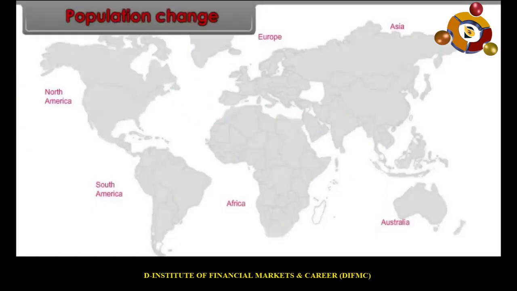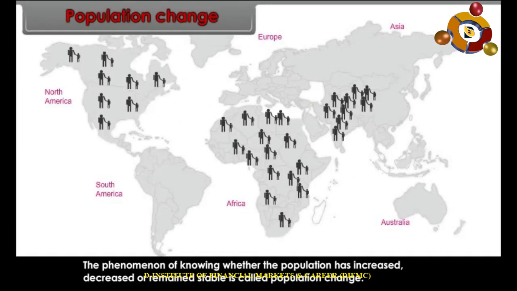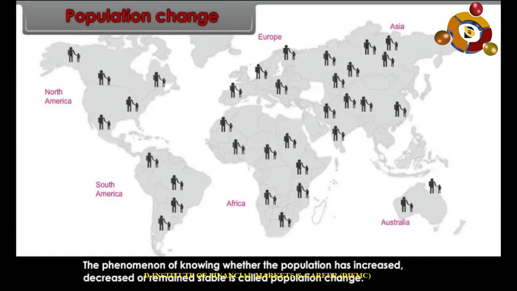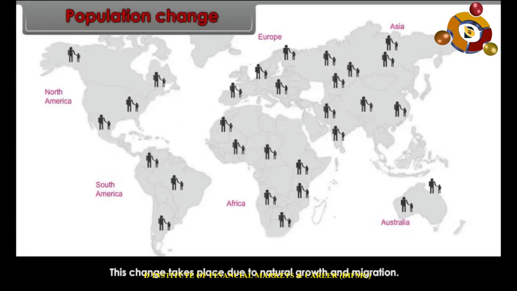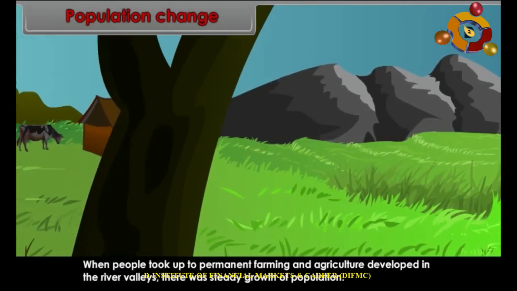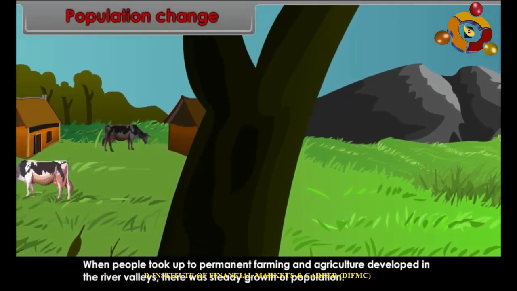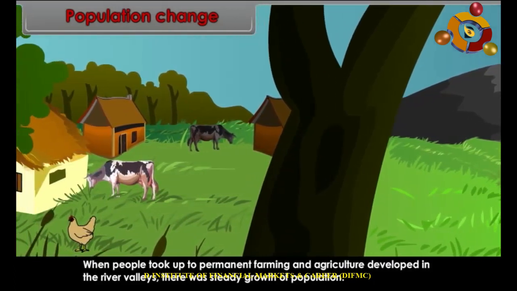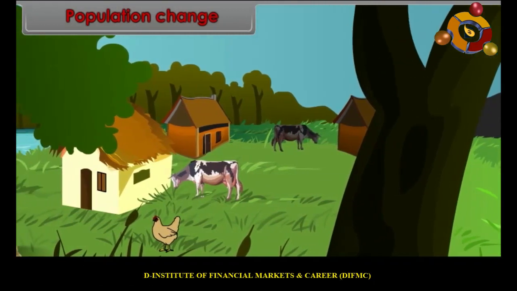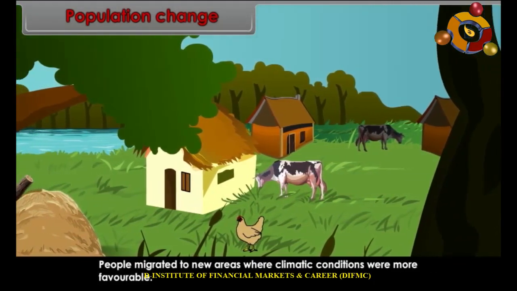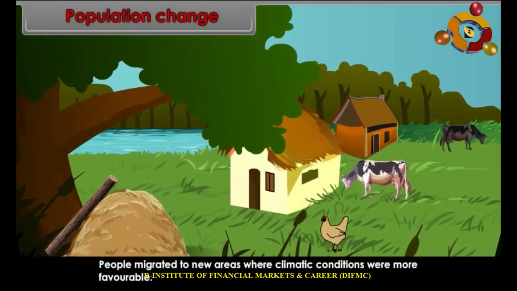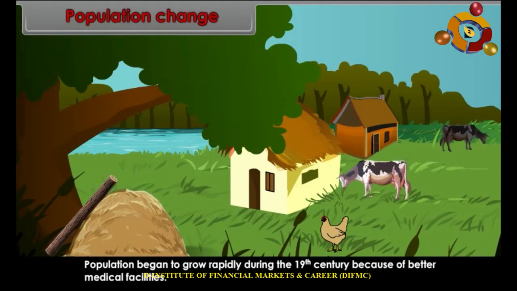Population change. The phenomenon of knowing whether the population increased, decreased or remained stable is called population change. This change takes place due to natural growth and migration. When people took up permanent farming and agriculture developed in the river valleys, there was steady growth of population. People migrated to new areas where climatic conditions were more favorable. Population began to grow rapidly during the 19th century because of better medical facilities.